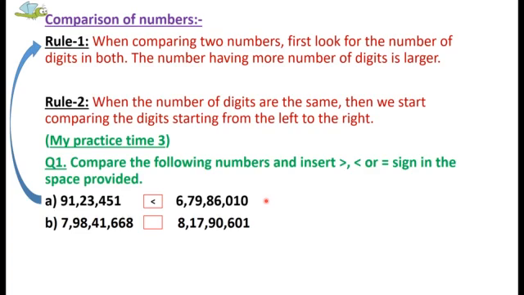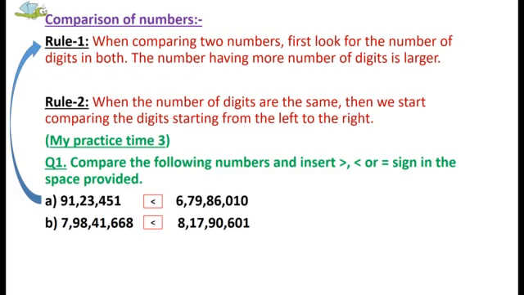Again we will count the number of digits in both, and if the number of digits are the same, then we will start comparing from the left hand side. So the first number is 7,98,41,668, and here it is 8,17,90,601. You can see in the first number the number of digits is 8, and in the second number the number of digits is also the same. So tell me which rule we will follow here.